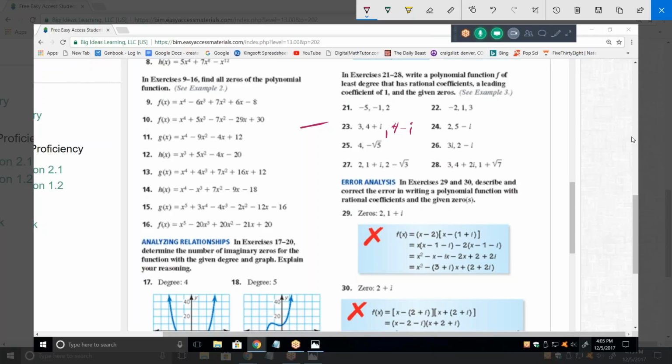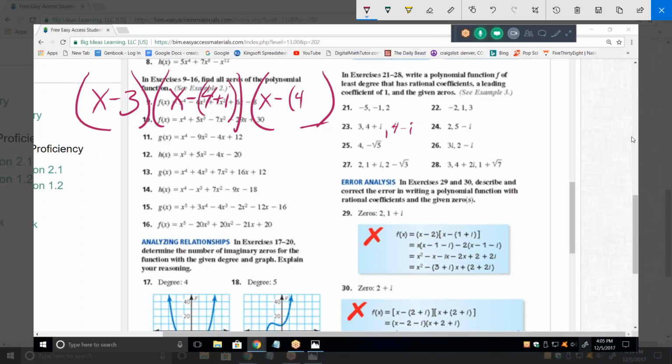So x plus 3, no, x minus 3. Sorry. And then x minus 4 minus i, or 4 plus i. Really, just to be exact, we should put parentheses around that. The other one? x minus 4 minus i. And then when you remove those inside parentheses, you get this.